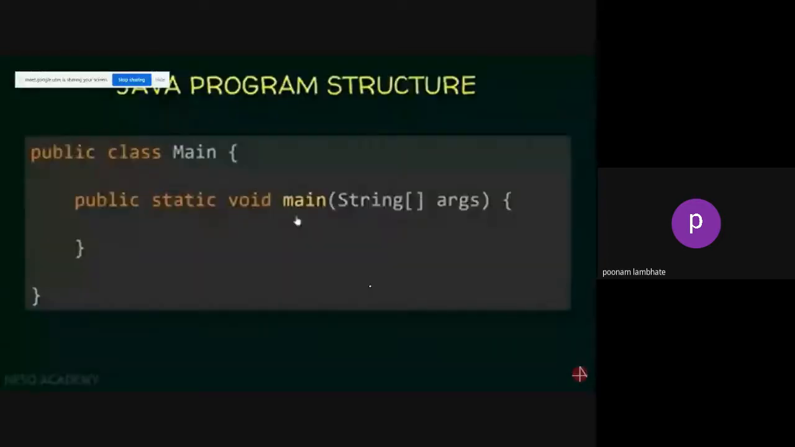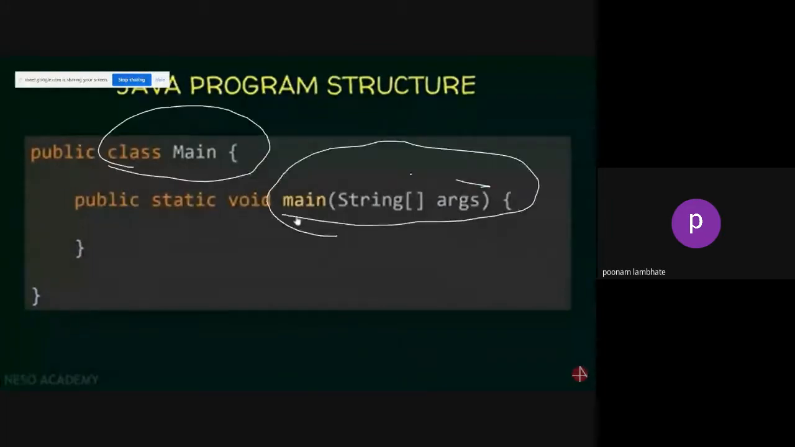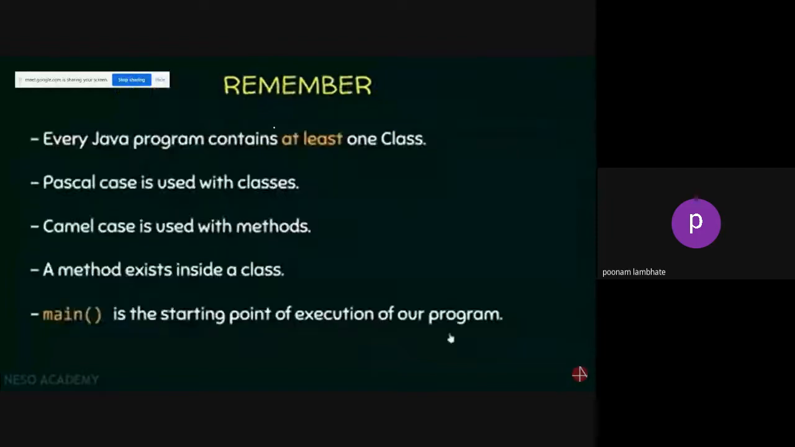So as I already showed, this is the program structure for a simple program. For any program, there should be at least one class and there should be a main method, compulsory. What String args and all is, we'll see later. So every Java program should have at least one class. And Pascal case you can use, Camel case you can use, Snake case, it's up to you. Not compulsory, but I've told you which case people prefer.